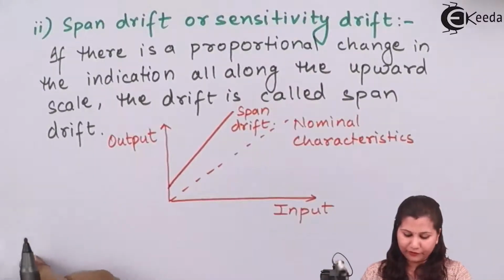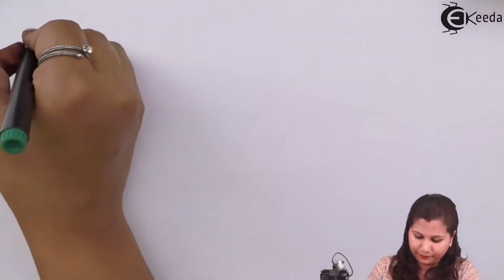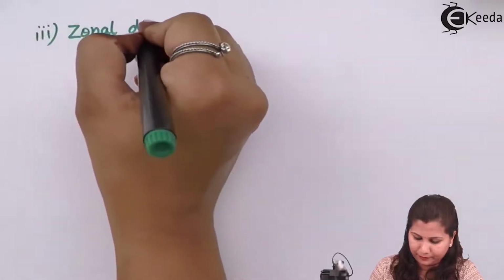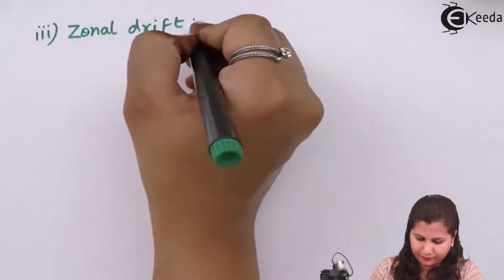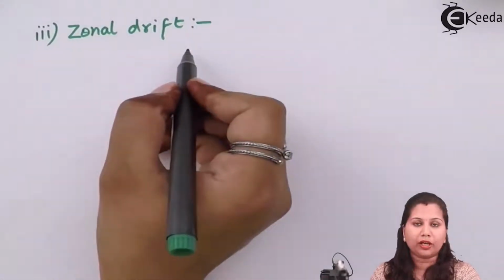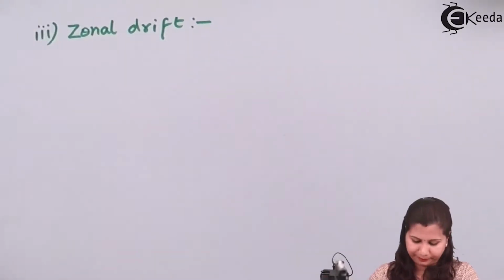Now, the third type of drift is the zonal drift. In the span drift, the drift has occurred over the complete range of the instrument. Now when the drift occurs only for a small portion of the span or range of the instrument, then it is called a zonal drift, because for a specific zone only the drift has occurred in the instrument.